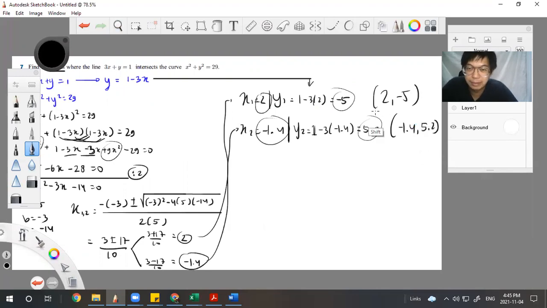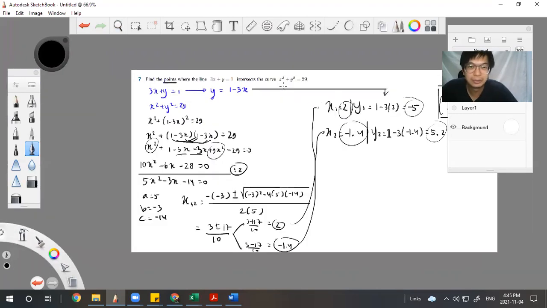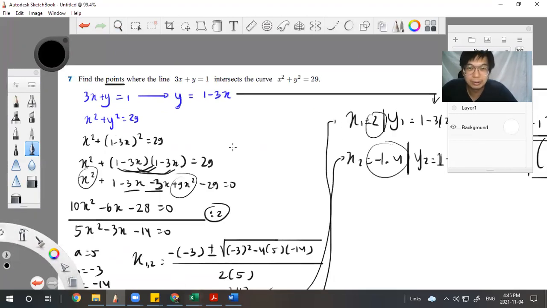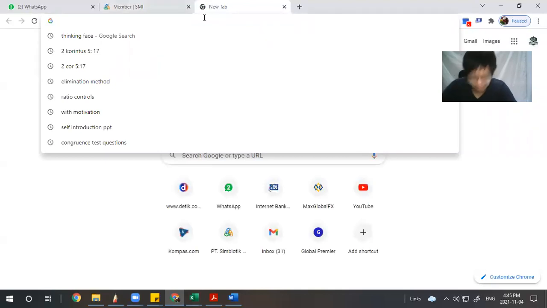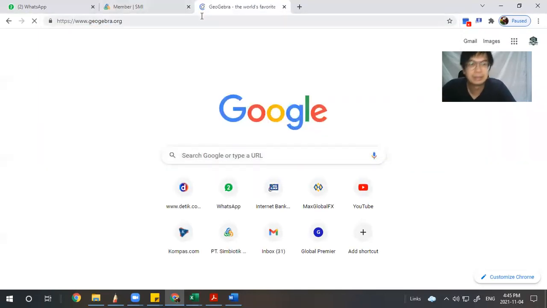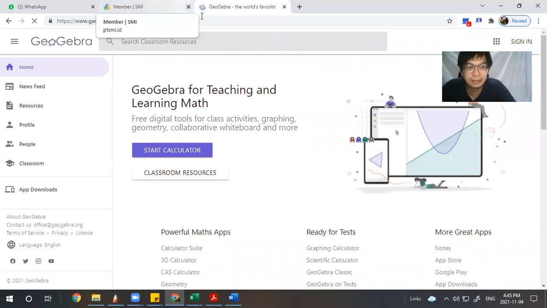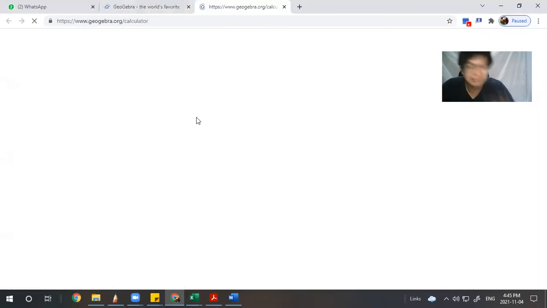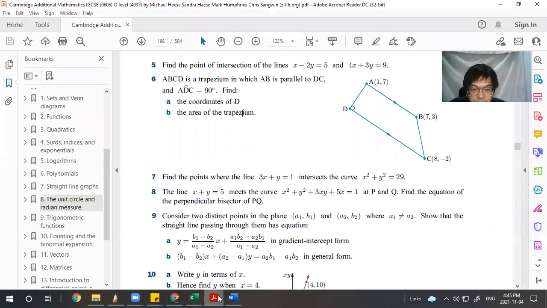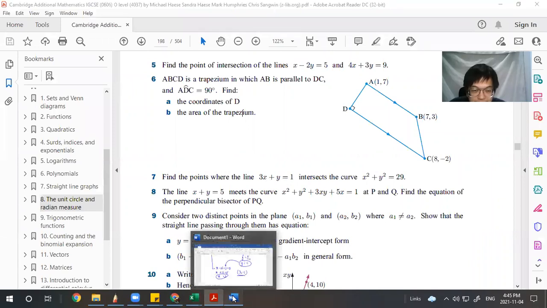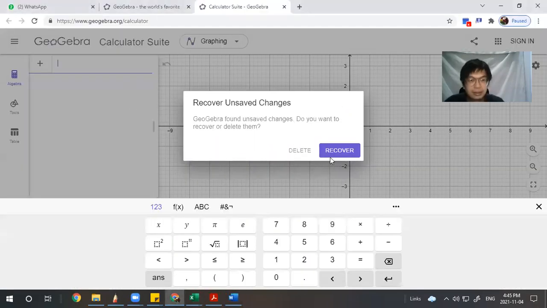Okay, done. 2 points. If you want to check, I'll show you how. Let me open the file. This one is GeoGebra. You can use GeoGebra to determine the real answer of this. So first thing, 3x plus y equals 1.